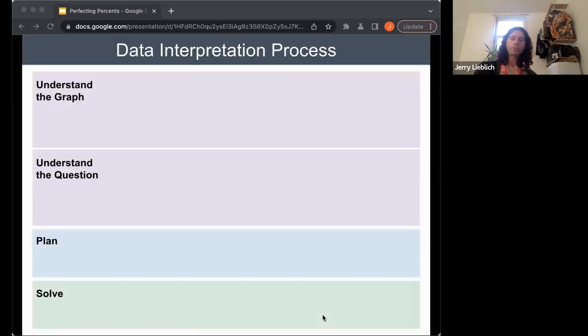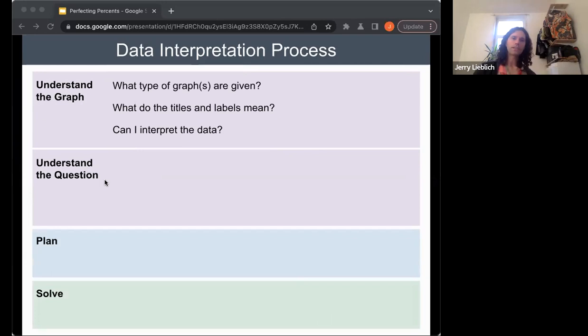In terms of how you move through a data interp question, we have to start by understanding the graph and understanding the question. And to understand the graph, it's important to make sure that you understand the kind of graph, like, okay, it's a pie chart or a bar graph or a stacked bar graph. And read the titles and labels.